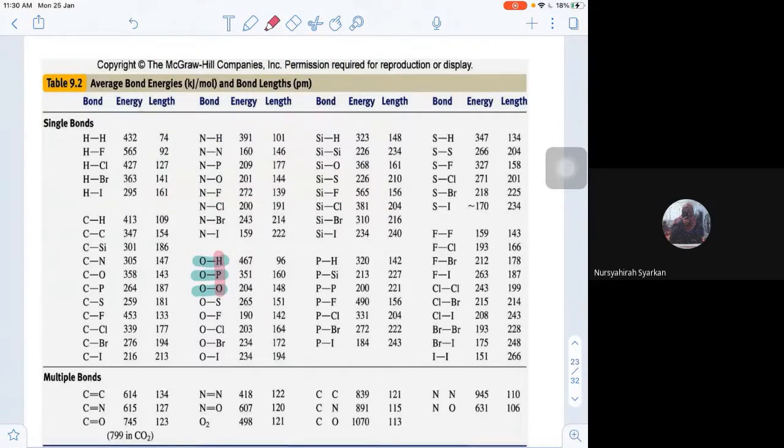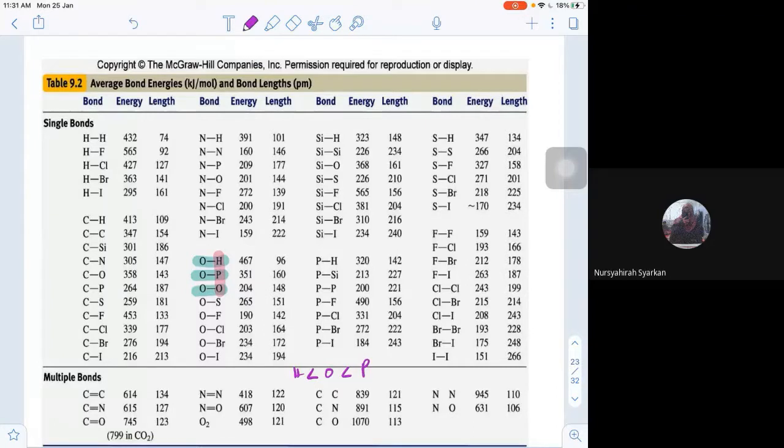Okay, so if we want to compare it, look at the periodic table. Hydrogen is the first element. Of course it is the smallest one, right? And then phosphorus comes from period 3. Oxygen is period 2. Of course oxygen is smaller than phosphorus. Period 3, period 2. So if we look at the size trend, hydrogen is smaller than oxygen. Oxygen is smaller than phosphorus.